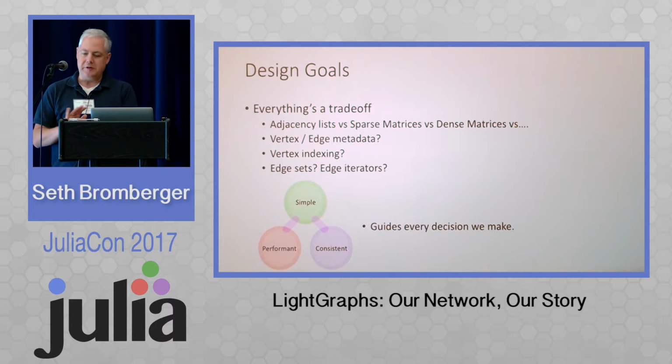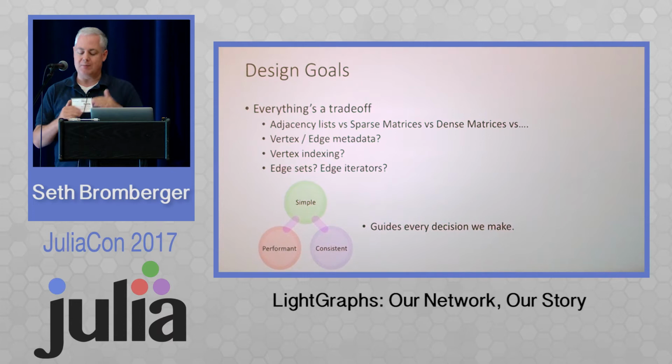In graphs, I quickly learned that everything's a trade-off. This is particularly important in terms of internal representation of graphs. Whether you use adjacency lists, which is what we do in LightGraphs, versus sparse matrices, which is what we're starting to do with a different package, versus dense matrices, which don't scale at all, and you have a whole bunch of other ways to represent these graphs.